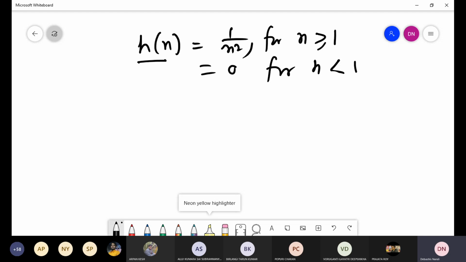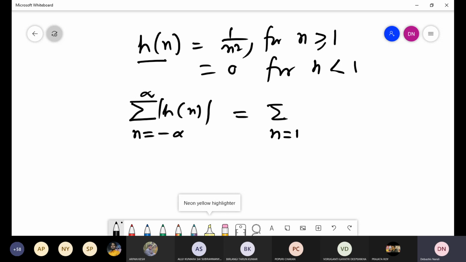Then what we have to do? You have to find out this summation, n equal to minus infinity to plus infinity, of mod hn. Because for n less than 1 it is 0, you can write n equal to 1 to infinity of 1 by n square. You check whether this series is converging or not. If the summation is finite, then the series will be converging, and if the series is converging, then automatically the system will be stable.